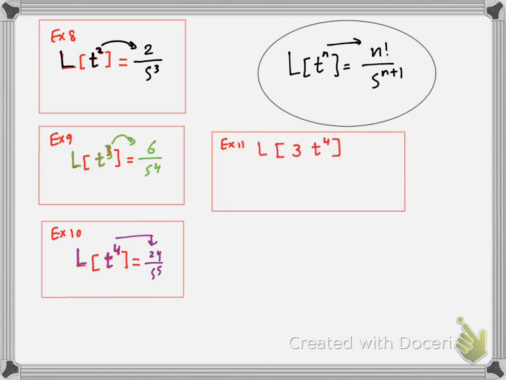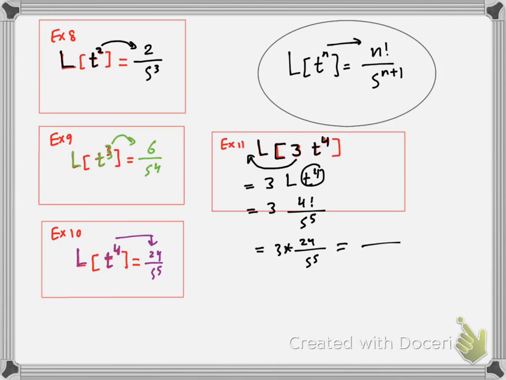In example 11, let's try to compute the Laplace transform for the function 3t to the power 4. At the beginning, I will shift the 3 outside the integration, or outside the Laplace transform, which will become 3 Laplace of t to the power 4. After that, 3 will come down, and the Laplace transform for t to the power 4 will be 4 factorial divided by s to the power 5. The answer, as we did before, will become 24 over s to the power 5. Now you can multiply 3 with 24, which will give you 72 divided by s to the power 5.